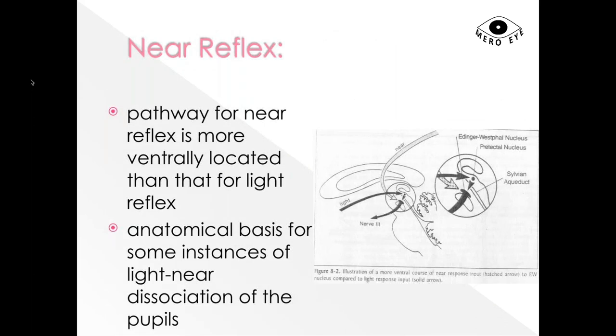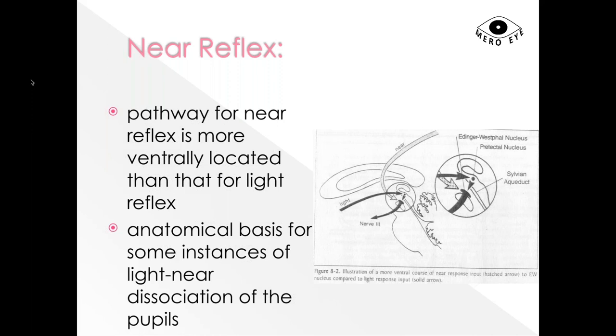Now, another important thing to note while we are talking about the anatomy is that the pathway for the near reflex is ventrally located relative to the pathway for the light reflex. So let's say there is a space occupying lesion in the dorsal part of the midbrain. Then, because the near reflex is ventrally located, only the light reflex will be gone. Even when the light reflex is not present, the near reflex will be present.